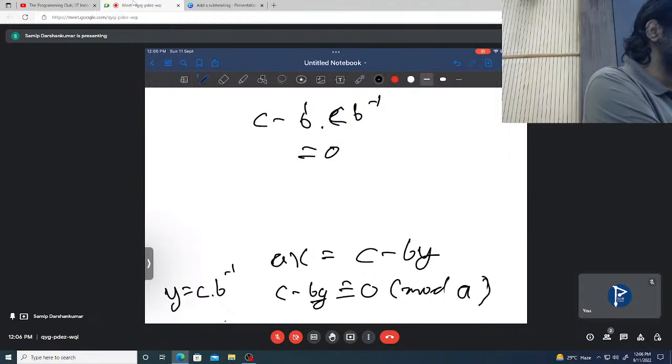But B inverse exists only if A and B are coprime. So what would be the general case if A and B are not coprime? What would be the conditions on C? C should be a multiple of the GCD of A and B. Yeah, that's correct. If C is divisible by GCD of A and B, then this equation has a solution. The proof of that is quite simple. Let me do that.